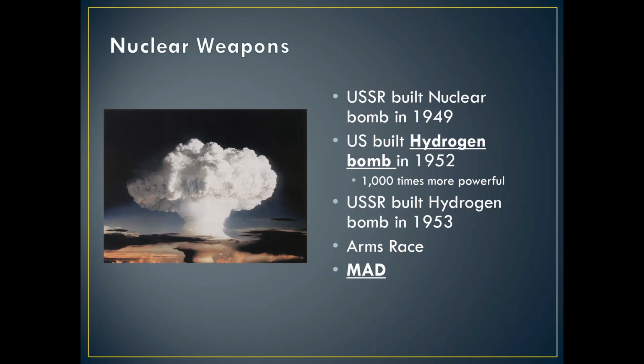Russia will build a nuclear bomb in 1949. Part of the reason is they had Russian spies in the American nuclear industry. America will build a hydrogen bomb in 1952, which is 1,000 times more powerful. Russia builds it 1 year later. Again, they had spies. This is going to lead to an arms race between America and Russia, building bigger and more powerful nuclear bombs, and who could build more.